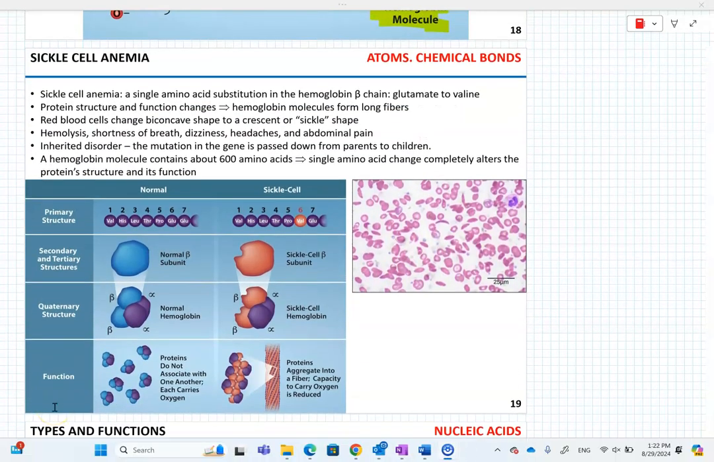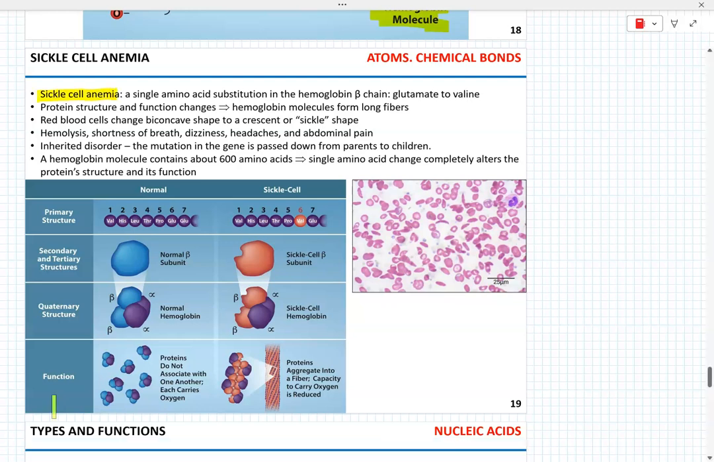A perfect example of what can happen if one amino acid is changed is a disease called sickle cell anemia. In sickle cell anemia, there is a single substitution of an amino acid in position 6 of a hemoglobin molecule. The polar glutamate is replaced by a nonpolar amino acid, valine. That single amino acid change completely alters the structure and the function of this protein. Consider that there are 600 amino acids in a hemoglobin molecule.